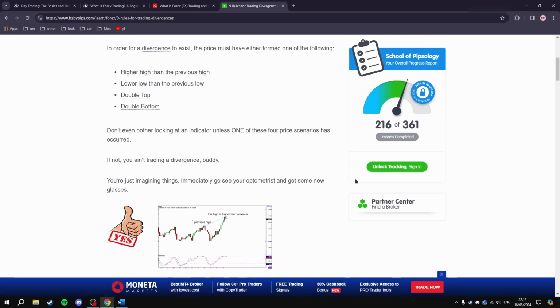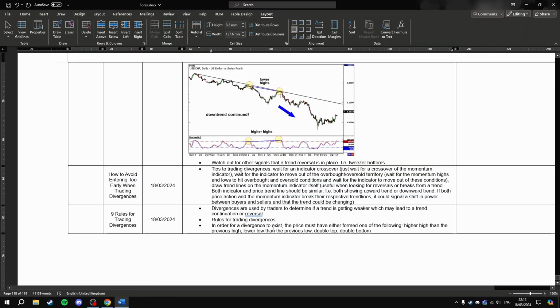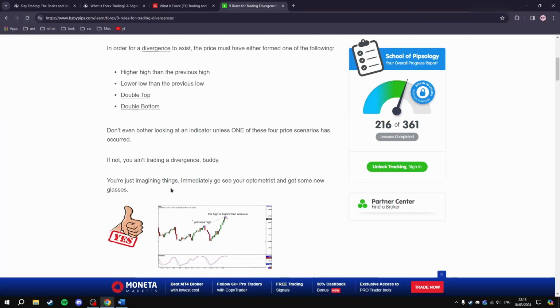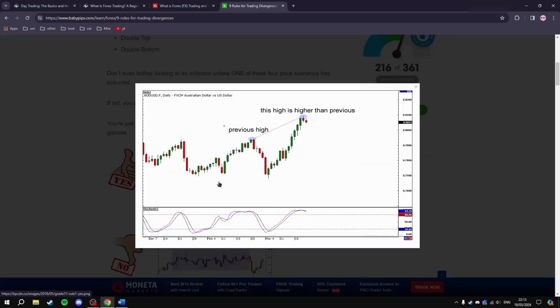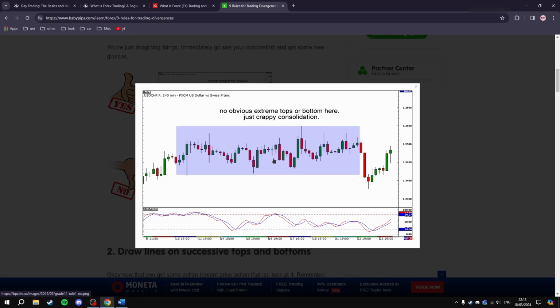Don't even bother looking at an indicator unless one of these 4 price scenarios has occurred. If not, you ain't trading a divergence, buddy. You're just imagining things. Immediately go see your optometrist and get some new glasses. So previous high, this high is higher than the previous, so that's a divergence. No obvious extreme tops or bottoms here, just crappy consolidation.